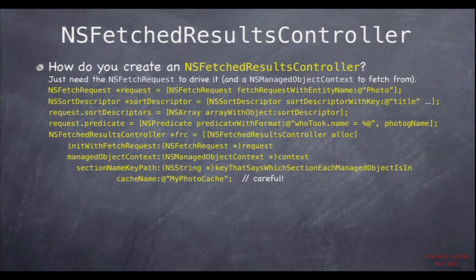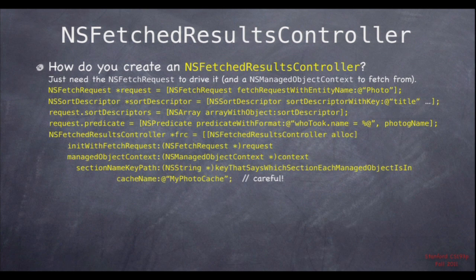It's going to be sorted by the titles of those photos. So title has to be an attribute on photo in my database. And then I've got a predicate here, which is whotook.name equals some string. That means I'm only going to show photos where the photographer's name is that. So if I create this fetch request and then create the fetch results controller using that fetch request and argument, now I'll have a table where every row is a photo whose photographer's name matches the string photog name.